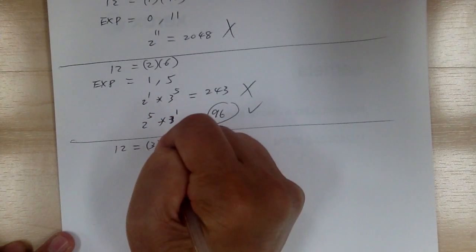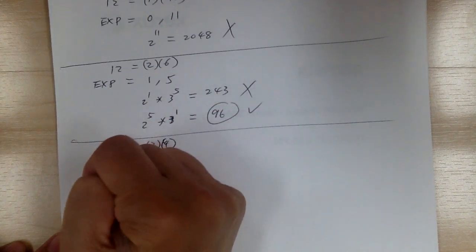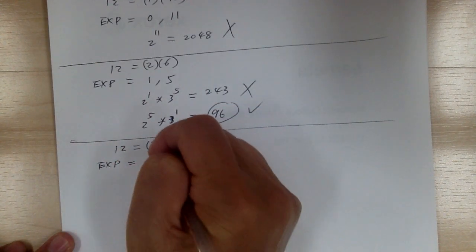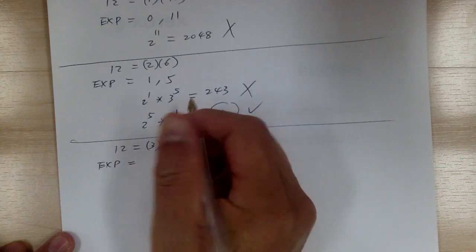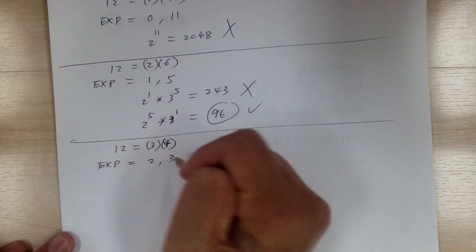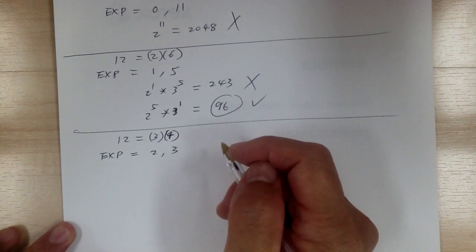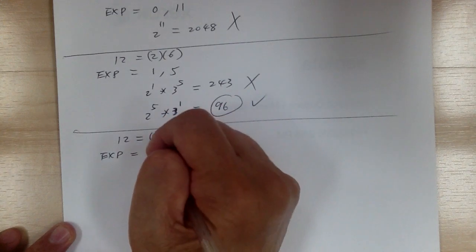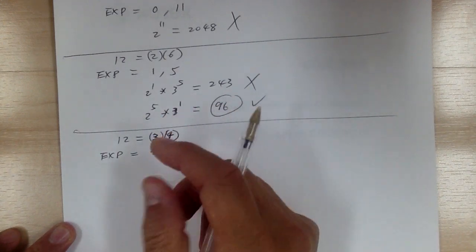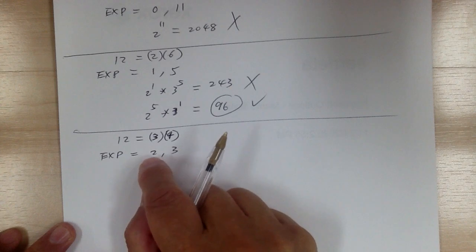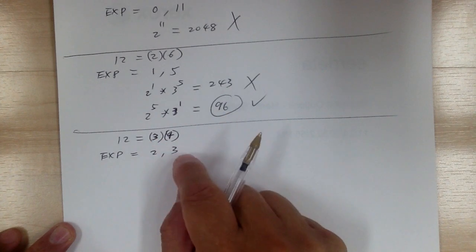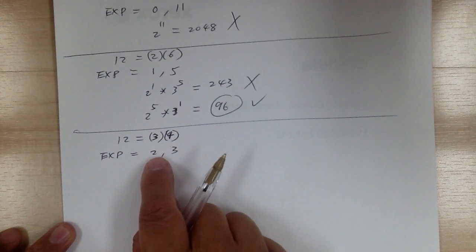So try 3 and 4. The exponents that you need to achieve those choices would be 2 and 3. Again, the choices are always one more than the exponent, because you can choose none of them, one of them, or 2 of them. That's why it's 3 choices.